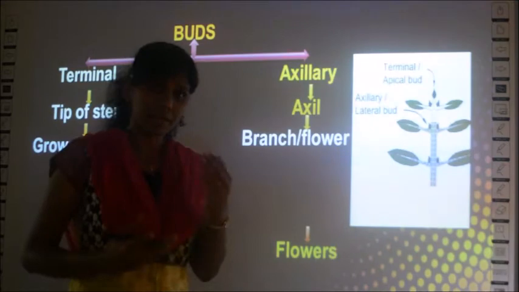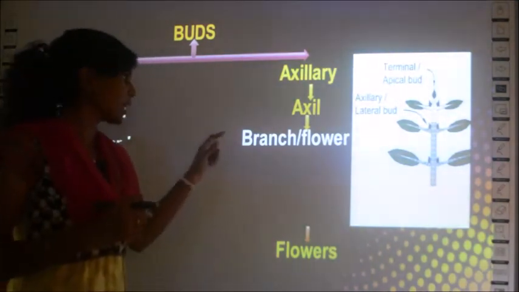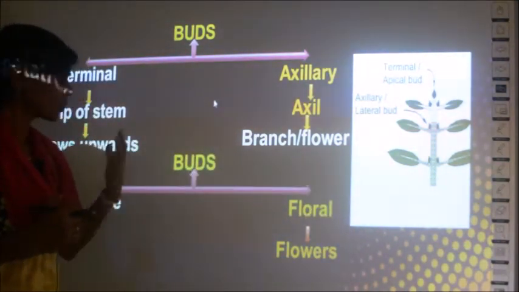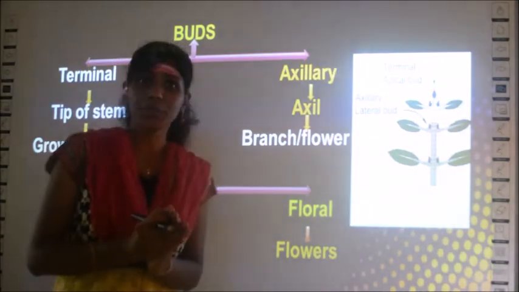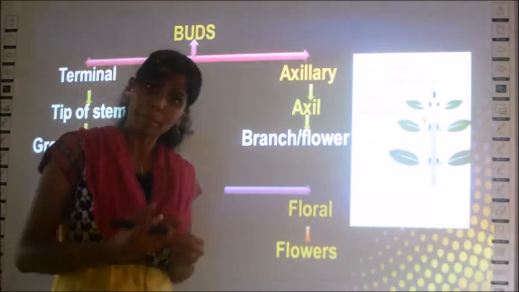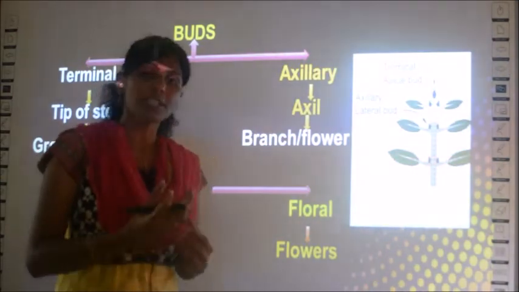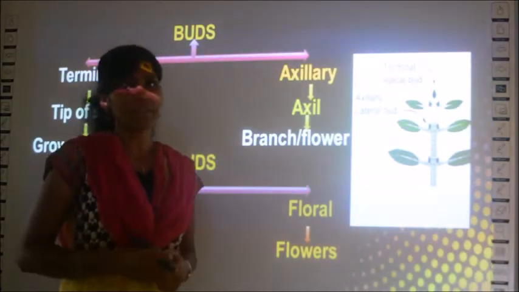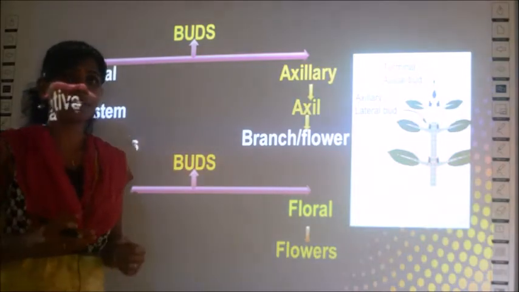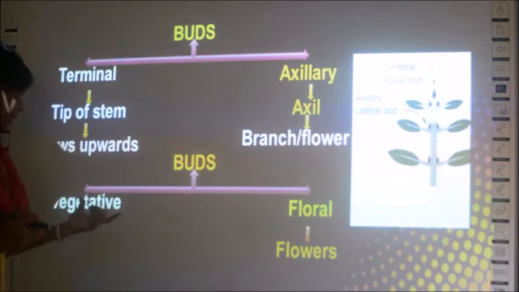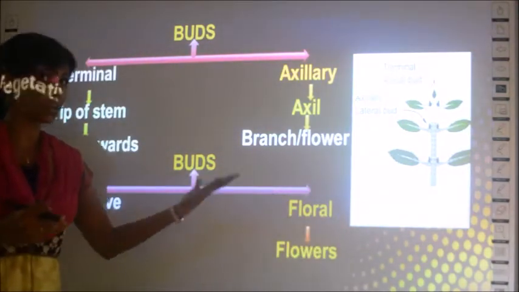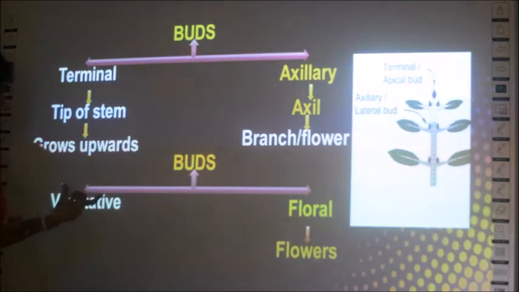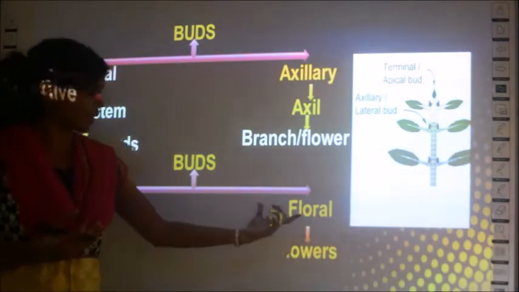Okay, so again there are two types of buds based on what it is going to become. I told you, not all buds are going to be flowers, and some buds will become a branch, or some buds can even become a leaf. So based on that, buds are classified as vegetative buds and floral buds.